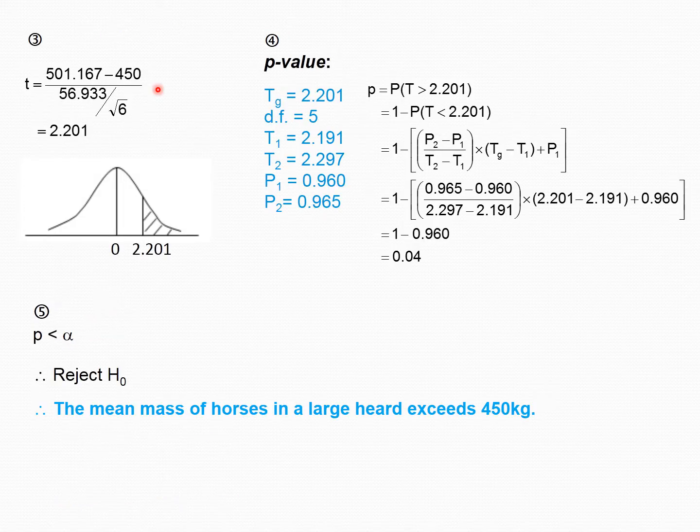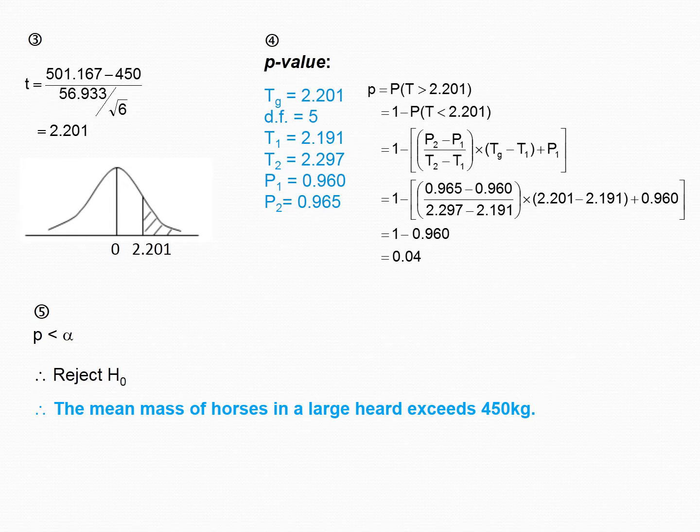So we can substitute the sample data to calculate the t-value in step 3, so that will amount to 2.201. And then if you look up that t-value at the degrees of freedom of 5 in your t-table, you will see that that value is not directly found in the t-table, so we will again have to apply our interpolation formula. So these are our t and our p values from our t-table.